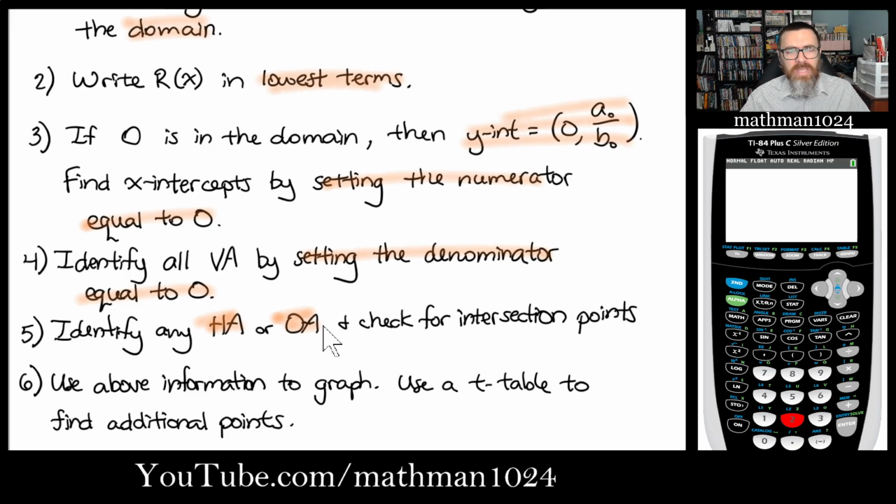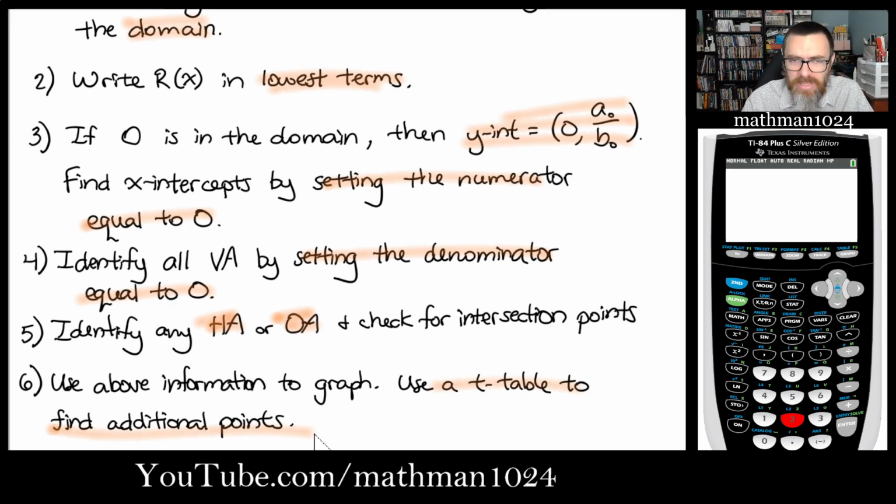Once we have all that key information down, we want to use it to form our graph, and those asymptotes really help us figure out the shape and where our graph is going to be located, especially once we throw in x-intercepts, y-intercepts, and then if we use a t-table to find additional points.